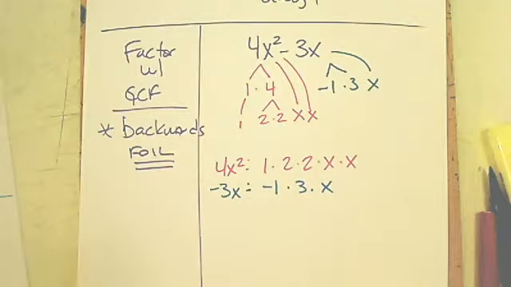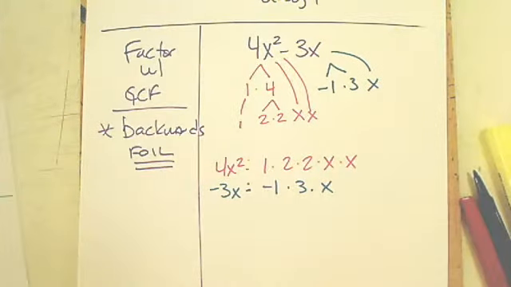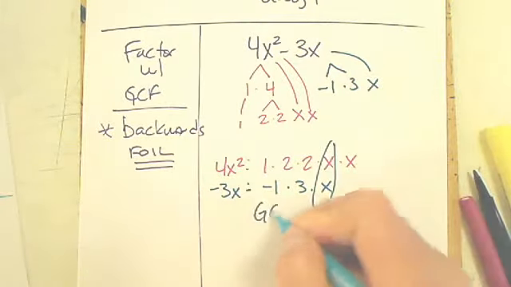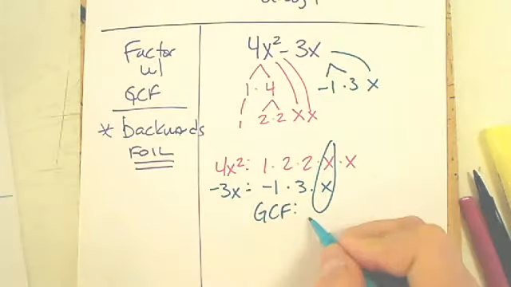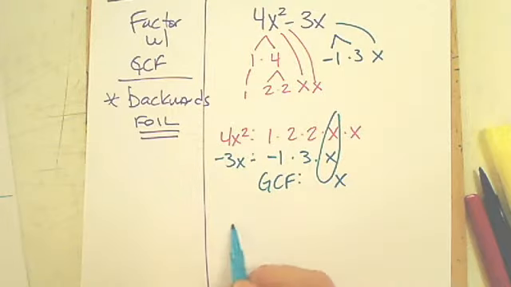So the last 2 days we've been factoring using a tree and or ladder. So what's the greatest common factor? X. So the GCF is x. Today's lesson is going to involve taking out the GCF first and working backwards to see what the original equation was.